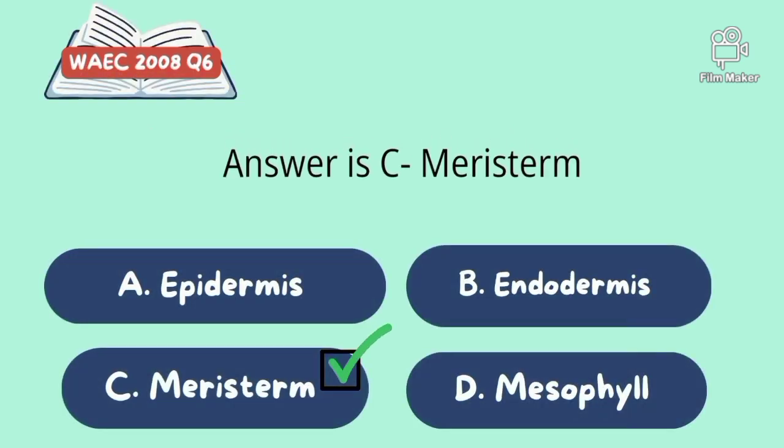The correct option is option C, meristem. Active cell division of the meristematic cells located at the tip of the shoot and root of plants brings about primary growth. Option B, endodermis, is wrong because the activity of the endodermis regulates water uptake, nutrient absorption, and root pressure maintenance. Option A, epidermis, is wrong because epidermal cells of plants contain old and dead cells that are not growing. Option D, mesophyll, is wrong because it is not involved in growth. It contains elongated cells containing many chloroplasts for the purpose of photosynthesis.